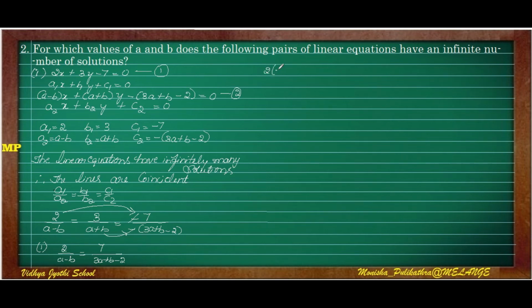That is 2 into (3a plus b) minus 2 is equal to 7 into (a minus b). So 2 3s are 6a plus 2b minus 4 is equal to 7a minus 7b. I'll be shifting it this side. So 7a minus, I'll be shifting 6a this side.